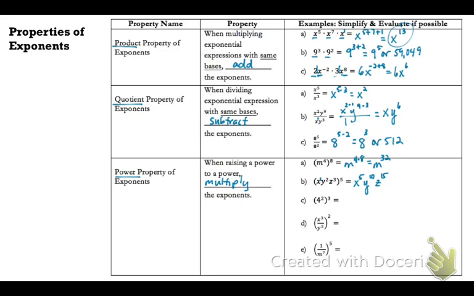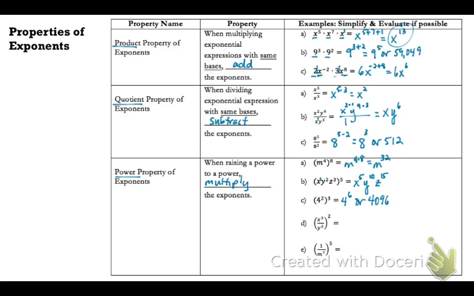4 squared raised to the third power, but when we multiply, 2 times 3 will be 6. And then, since we do have a number base, we can go ahead and evaluate that. So 4 to the 6th power is 4,096.